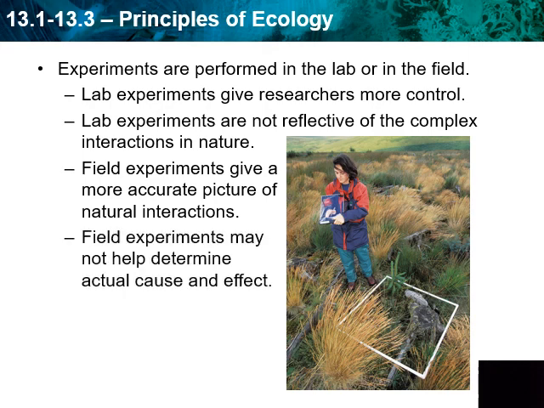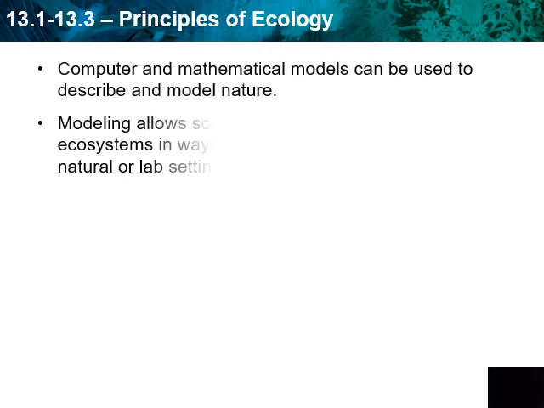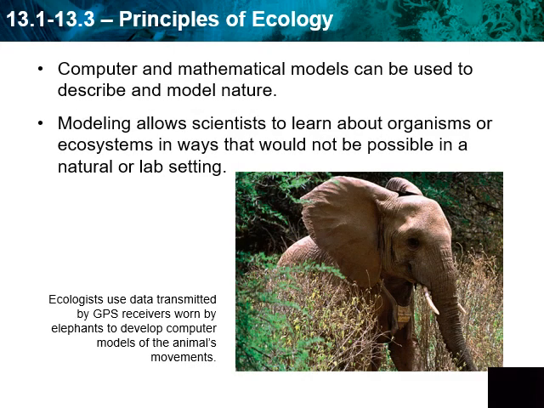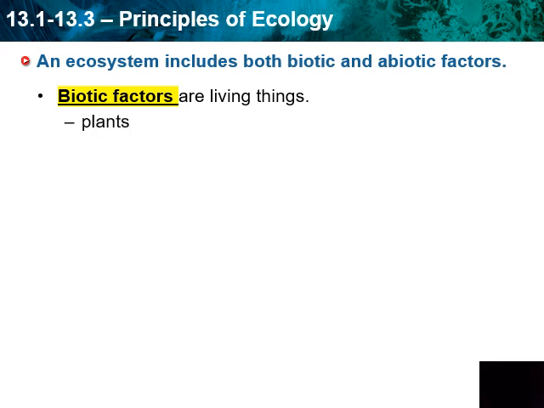Now, our field experiments may not always help us determine the actual cause and effect because there's a lot of different factors that play into that. We can also use computers and mathematical models to describe and model nature. And modeling allows scientists to learn more about an organism or ecosystems in ways that would not be possible in natural or lab settings.